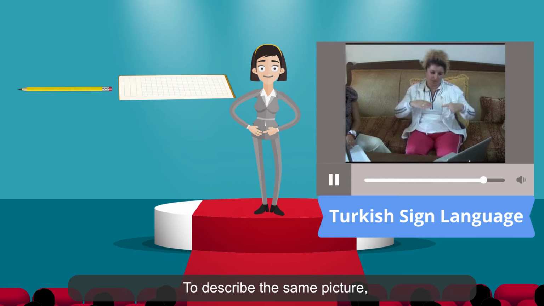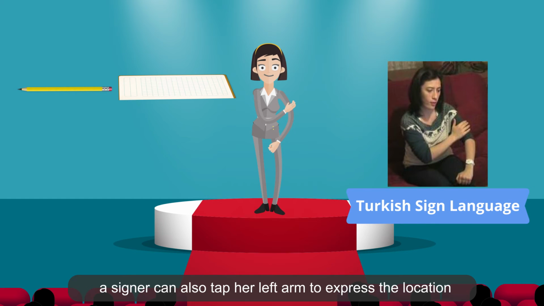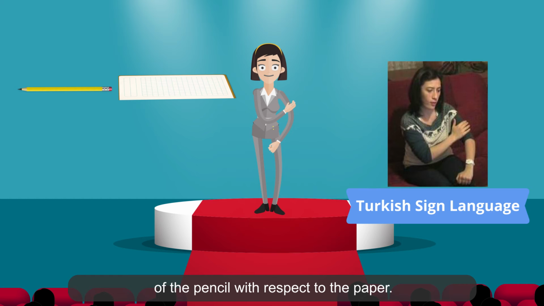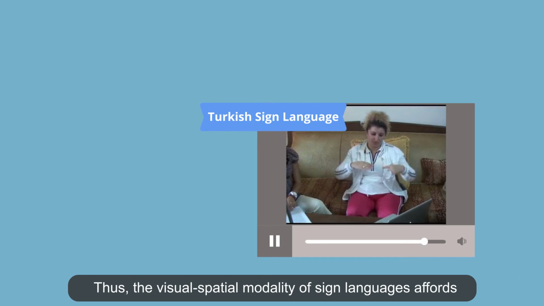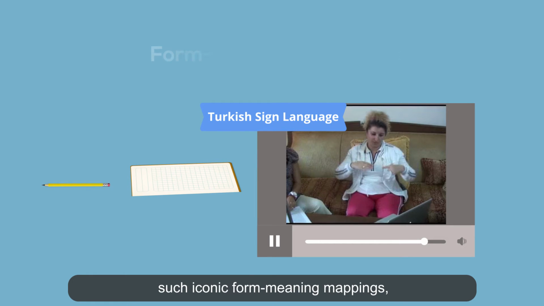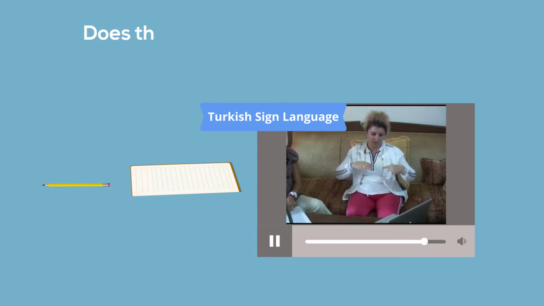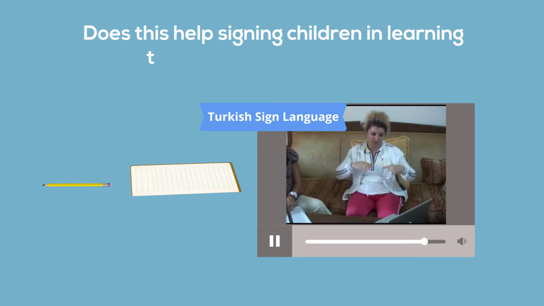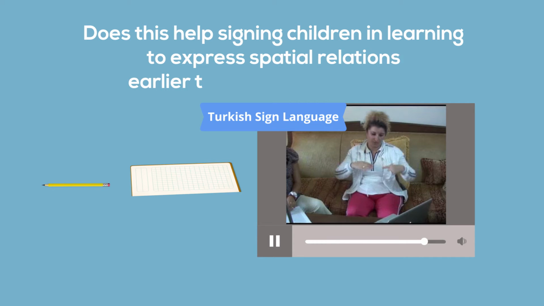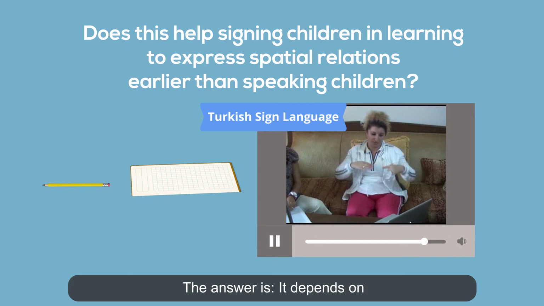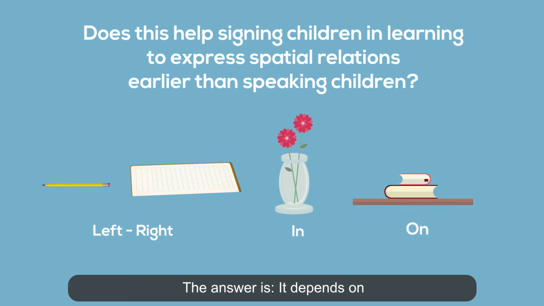To describe the same picture, a signer can also tap her left arm to express the location of the pencil with respect to the paper. Thus, the visual spatial modality of sign languages affords such iconic form-meaning mappings, which is not possible in spoken languages. Does this help signing children in learning to express spatial relations earlier than speaking children? The answer is, it depends on the type of spatial relation.